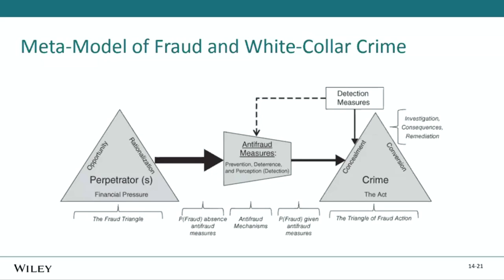So here is one of Dick Riley's favorite models, the MEDAL model of fraud and white collar crime. Again, what is it about us fraud examiners? We love triangles. So we've got the triangle on the left, the classic fraud triangle, which looks at the perpetrator: the financial pressure, the opportunity, the rationalization. At the far right, we've got the triangle of fraud action, which looks more at the crime itself: the act, the concealment, and the conversion. And then in between, we have what is that? It's not a parallelogram, no. A rhombus. I forget my geometry. The anti-fraud measures: prevention, deterrence, and detection, sometimes called perception.